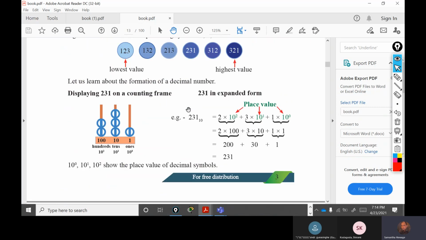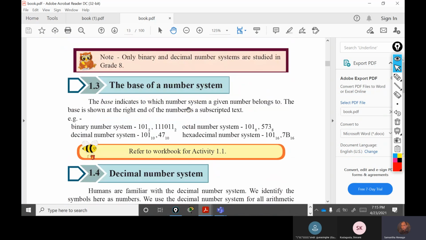So the first chapter we have talked about is the number system. We have done the number system. What do you mean by the binary number system, Ronalia?